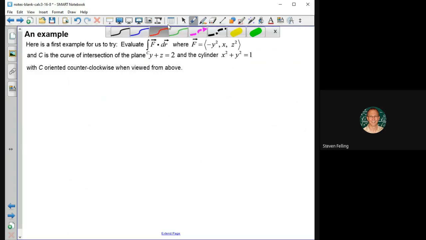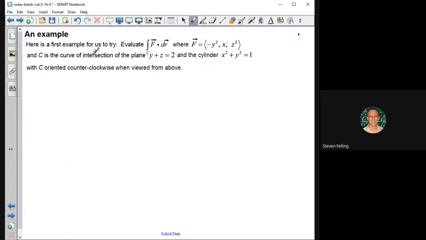Okay, so let's do an example from start to finish, and this should help us to see what's going on here and how it works. Let's say we have to evaluate this field F dot dr. We've got a field, we want to evaluate it along a curve, and the field is defined this way. This is a three-dimensional situation, a 3D domain.